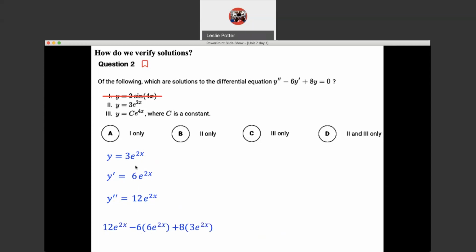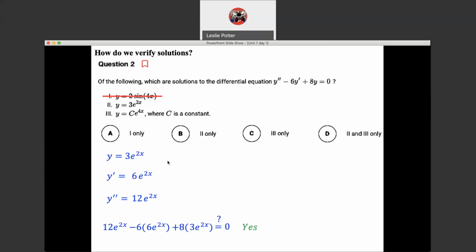And if you notice with these functions, because it's not a trig, we're not going to have that switching from sine to cosine. So this could possibly be equal to 0. Let's see what we have here. We've got 12 minus 36 plus 24. So think about it, 12 plus 24 is 36, minus 36.